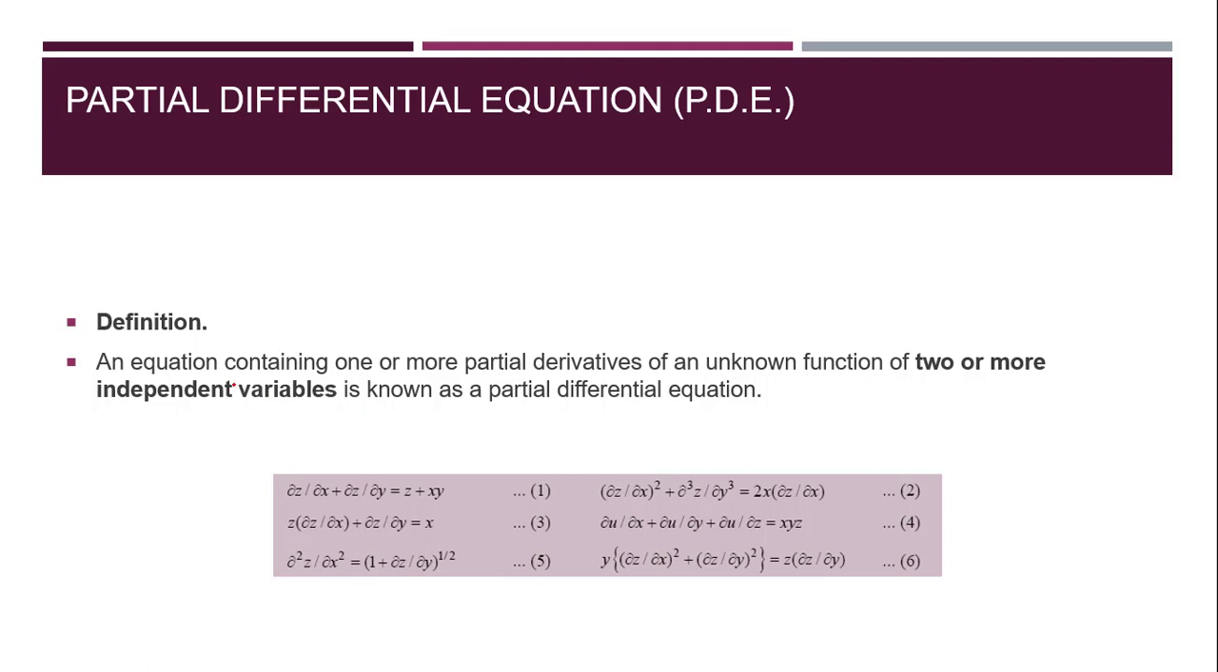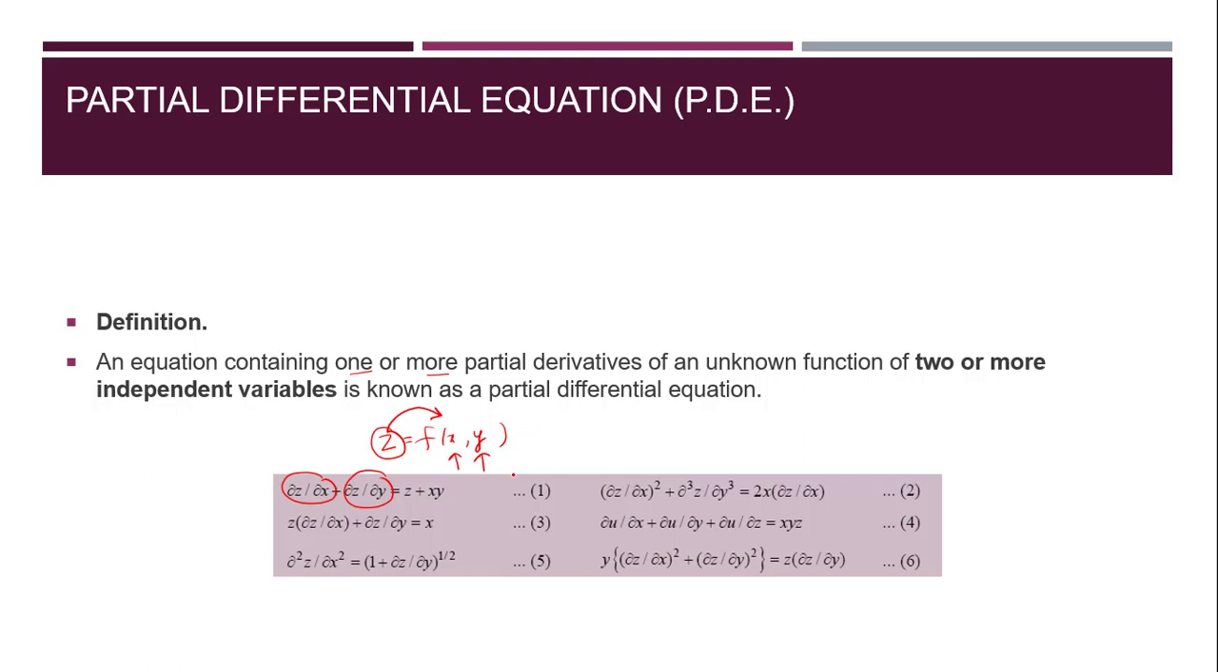Here we are saying an equation containing one or more partial derivatives of an unknown function of 2 or more independent variables is known as a partial differential equation. In most of the examples we are looking at, we have del z by del x, del z by del y. It means we are considering z as a function of x and y. Here x and y are the independent variables and z is a variable which depends on x and y.